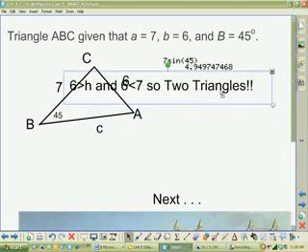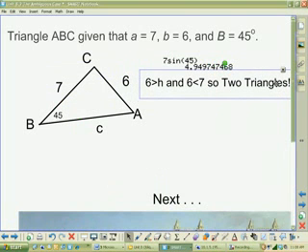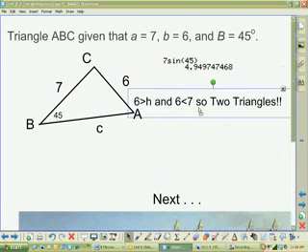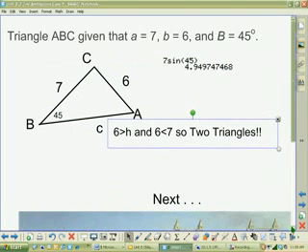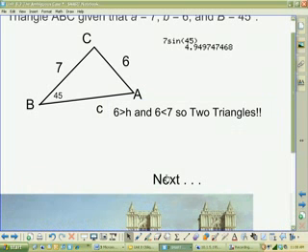We've got the situation that the side opposite of the given angle is bigger than the altitude and less than this side, so there are 2 triangles. That's the first step. We good? We've determined the number of solutions. Is this making any sense to anybody? Oh, yeah. He's good.